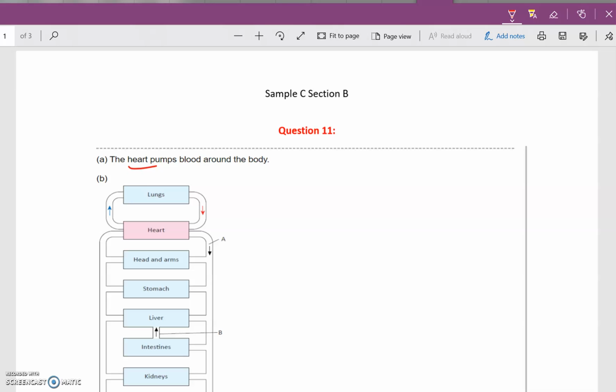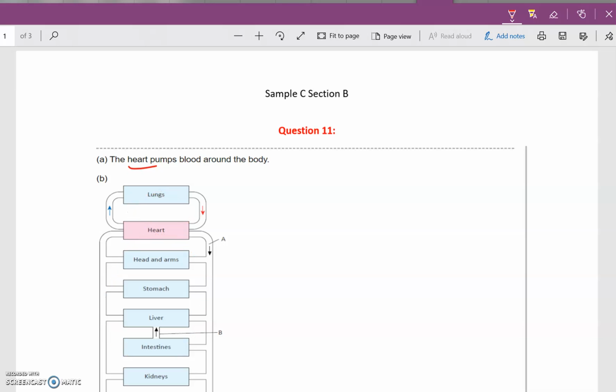Arrows are drawn to show the direction of the blood flow to and from the lungs. Draw similar arrows in the diagram to show the direction of blood flow at A and B. Okay, so basically we know that there's two circulations. There's the circulation of the heart in the lungs, and then there's the circulation from the heart around the body. So we have a double circulation.